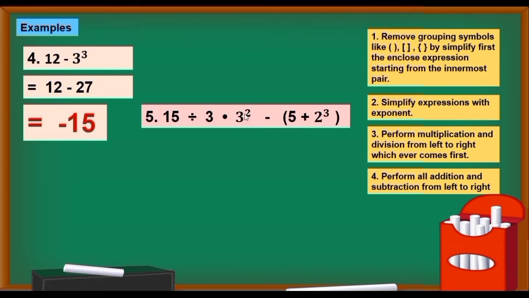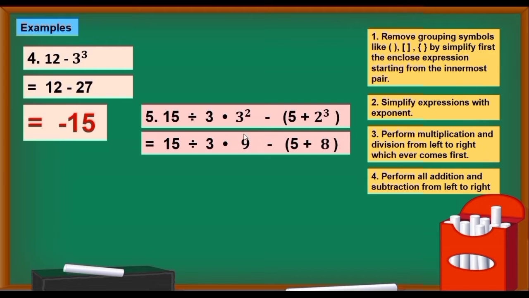So, ang 3 squared po ay equal kay 9. 3 squared, ibig sabihin ay 3 times 3. Yung 2 cube naman po is 2 times 2 times 2, which is equal to 8. Ayan, so binaba lang po yung 15 divided by 3 times ang 3 squared ay equal kay 9 minus 5, binaba ang 5 plus ang 2 cube po ay equal kay 8.